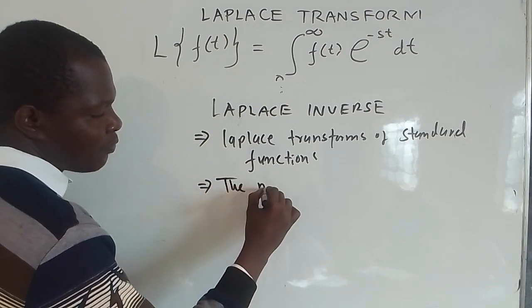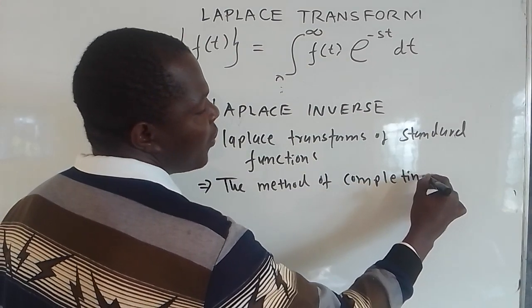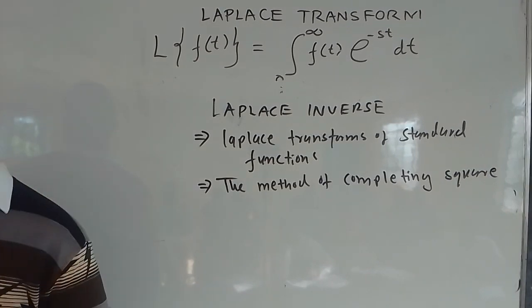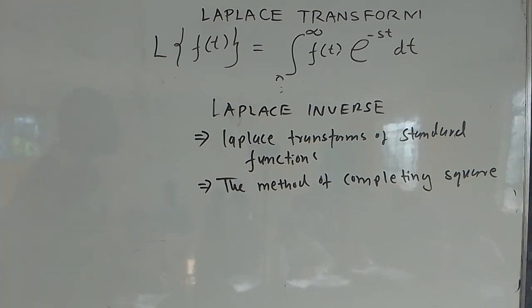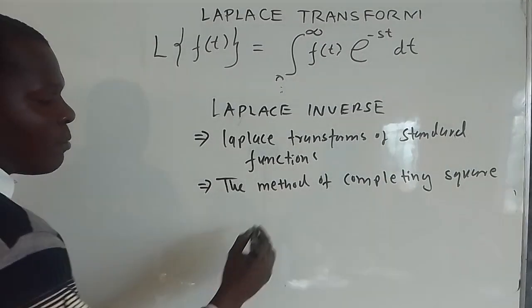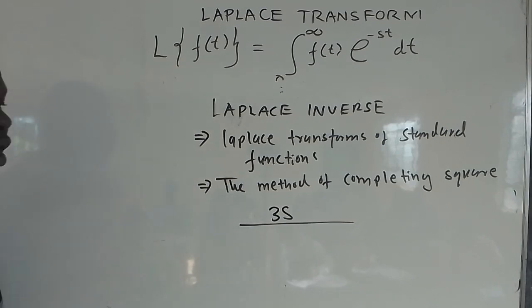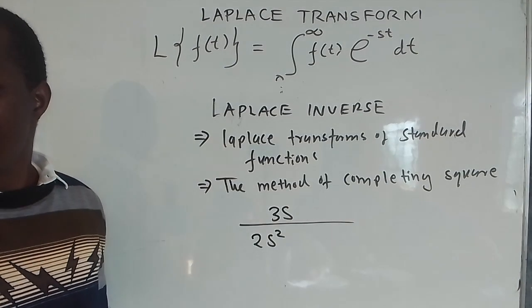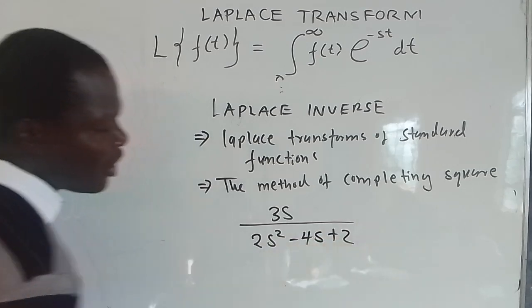You have to understand the method of completing square from quadratic equation. So with the method of completing square, somebody will give you the Laplace transform of a given function to be maybe 3s over, maybe, 2s squared minus 4s plus 2, isn't it?